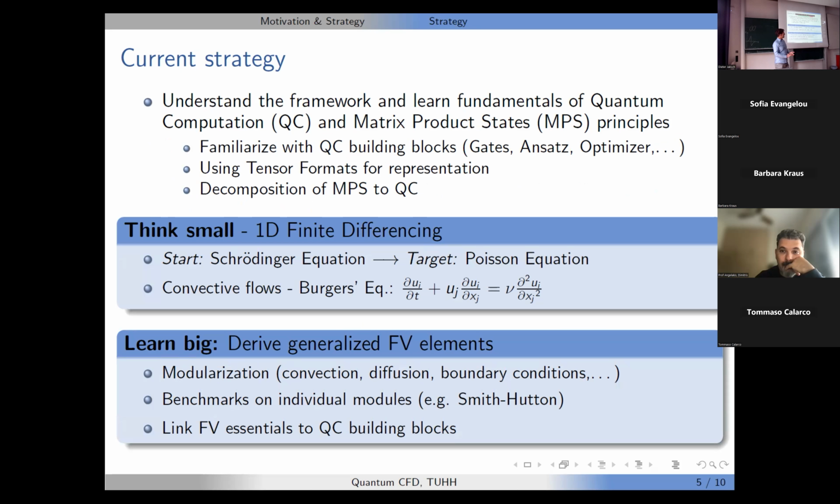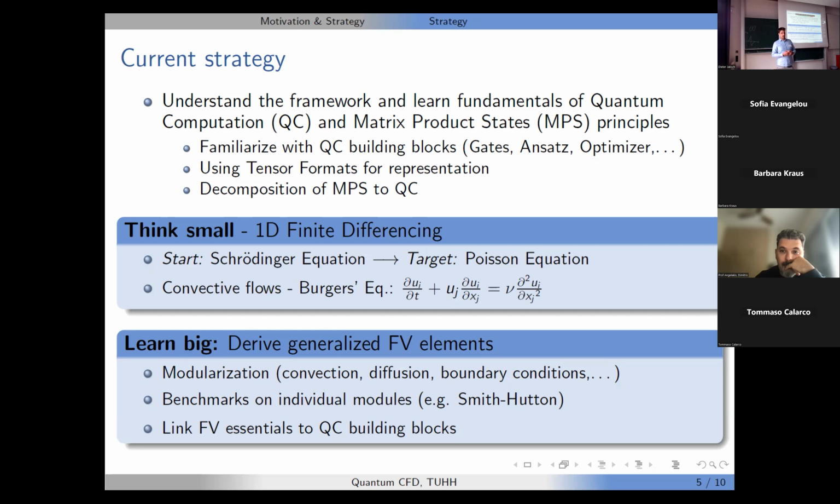What we are doing at the moment is trying to understand the fundamentals of quantum computing. What are matrix product states? What is the language we need to learn in order to understand and communicate in that project? What are gates? What are the ansatzes? What are the optimizers and what are they doing? And where are the parallels to the CFD world we know?